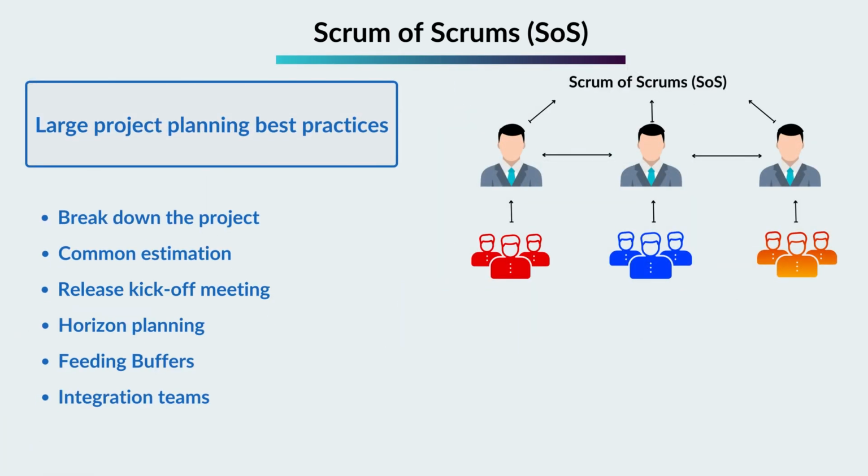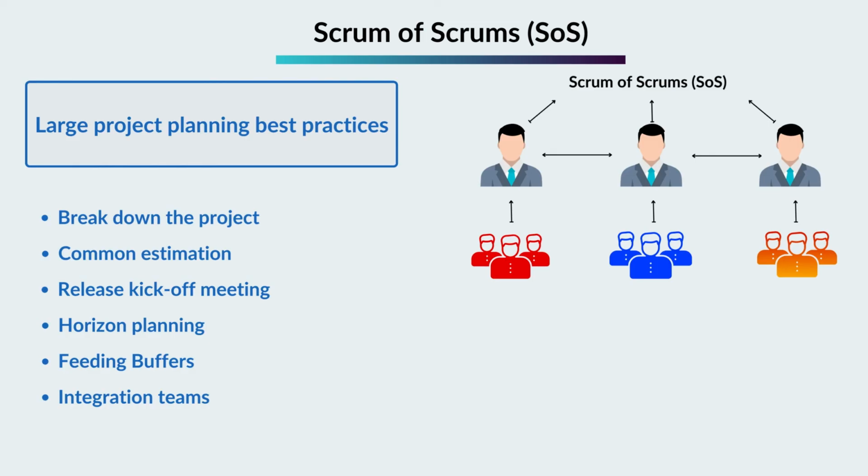Large project planning best practices. Planning for large projects in Agile can be challenging due to the size and complexity of the project. Following some best practices can help to overcome this challenge. Break down the project. Split the project into smaller, manageable backlogs. Common estimation. Using a common estimation method across the teams helps in consistency, comparability, forecasting and resource allocation across multiple teams. Release kickoff meeting. It helps the team to understand the goal and vision of the release.